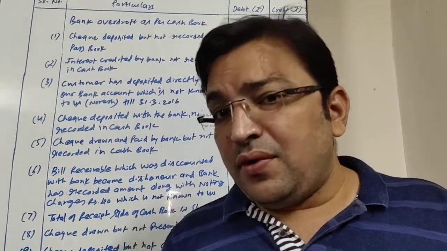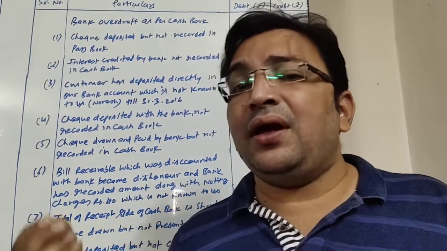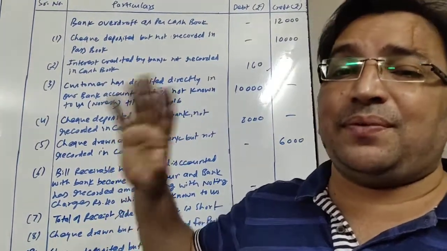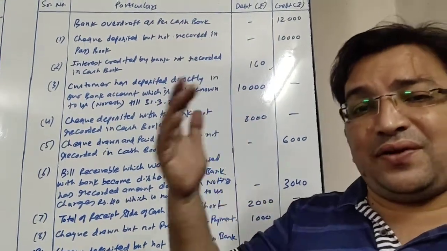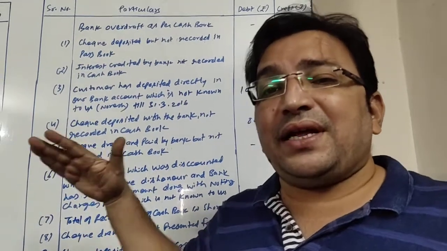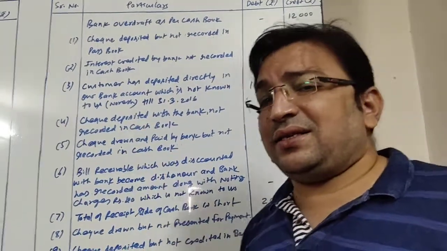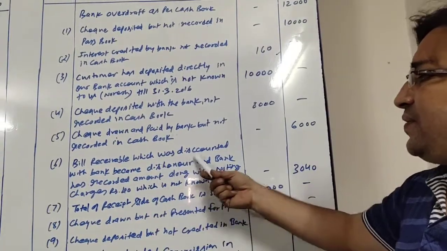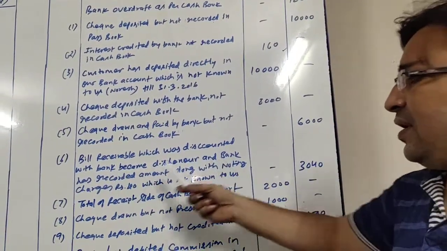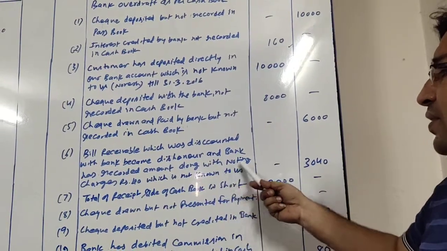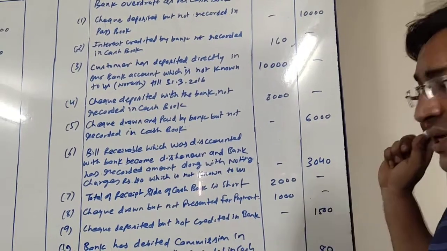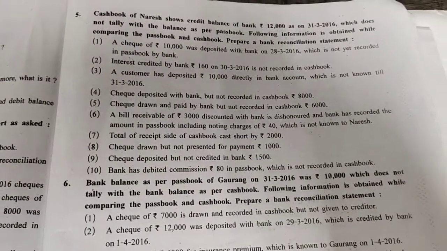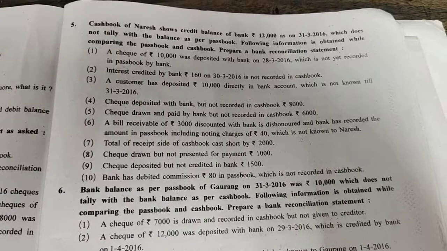Now it came to our knowledge. So what will we be doing? We will have to credit this much amount in the cash book. But before that we are making the bank reconciliation statement. So instead of crediting in the cash book, it will first be credited in the bank reconciliation statement. So here it is: bills receivable which was discounted with the bank became dishonored and the bank has recorded the amount along with noting charges rupees 40, which is not known to us, that is Naresh. How much? 3,040.